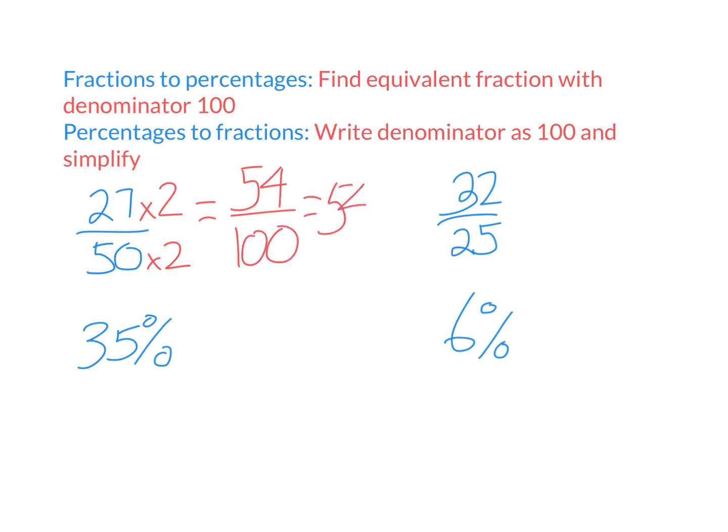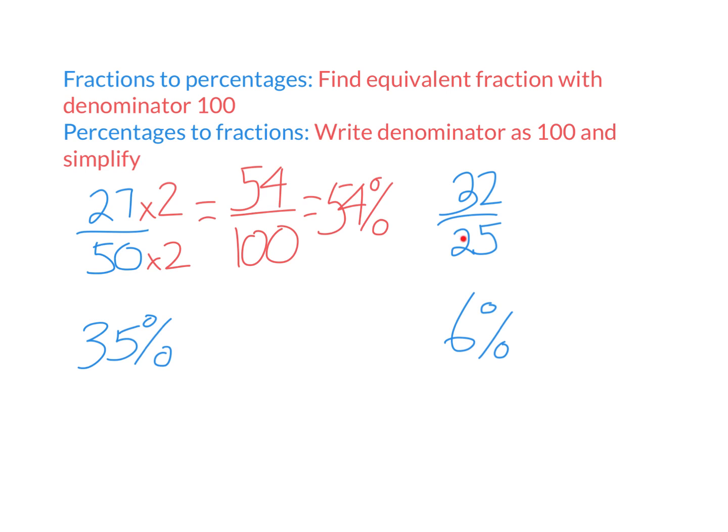That's what percent means. This percent symbol means per 100, basically means a fraction whose denominator is 100. 54% means 54 hundredths, 54 out of 100 parts. So we'll do the same here. 32 over 25. This is an improper fraction, so our answer is going to be more than 100%.